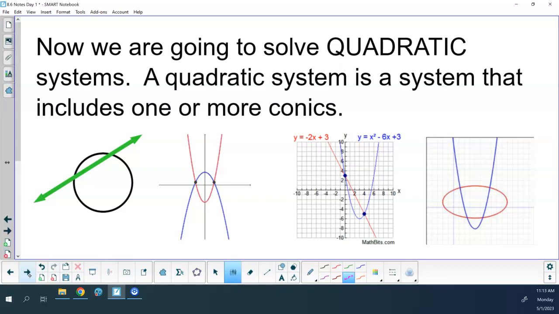Now the nice thing is there's 2 different kinds. There's quadratic systems with 1 conic and usually 1 line. And then there's quadratic systems with 2 conics. Today we're going to deal with the 1 conic systems. Wednesday and Thursday we'll deal with the 2 conic systems.